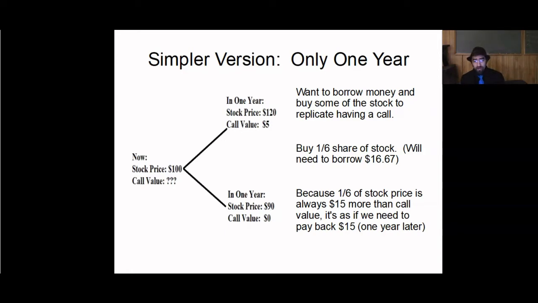So if I were to buy 1/6 of a share of this stock, that means I would need to spend $16.67 now. A year later, if the stock price went up, I would be able to sell my 1/6 for 20. Or, if it went down, that means I could sell my 1/6 of a share for 15. Either way, you'll notice that's $15 more than the call value. So because it's always $15 more, it's as if we need to pay back $15.